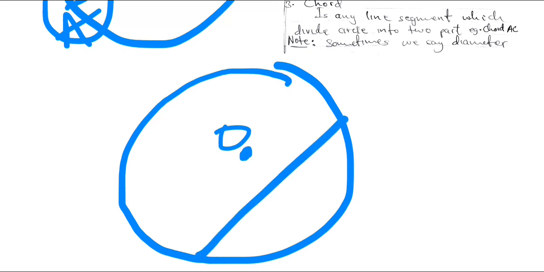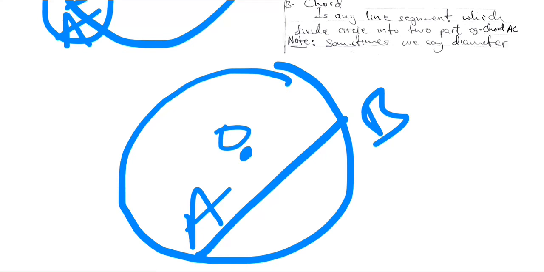It divides the cycle into 2 parts. The first part here and the second part here. So since this line divides the cycle into 2 parts, the first part and the second part, then I can call this line a chord. That's why this line AB is a chord, because it divides the cycle into 2 parts, the first part and the second part. Okay, that is the concept of a chord.